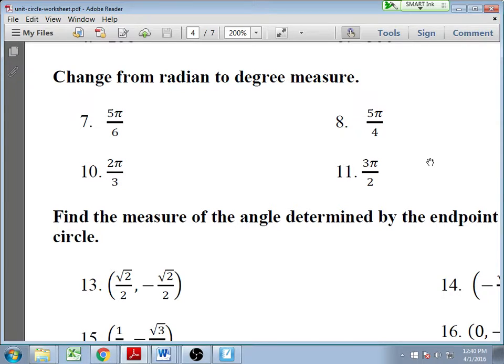So, gonna ask for some help here. What should I use to convert and get rid of my pi in 7? Who thinks they know? What should I use to convert? Cal? 180 degrees over pi. 180 over pi, because I want my pi on bottom, because that's what I want to get rid of.